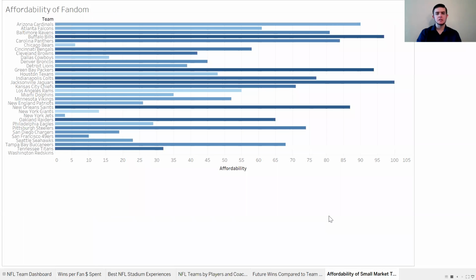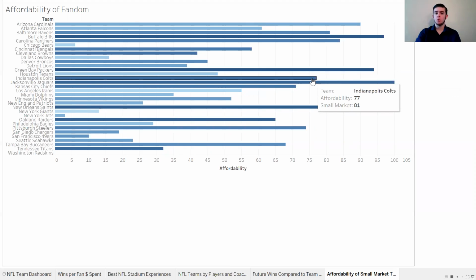And also here, lastly, I looked at just the affordability and throw in a color marking of small market teams. And this one did seem to have some correlation. Kind of seen here, a lot of times these teams that are really high are going to have a darker color, which means they're affordable and they're categorized as a small market team. So kind of seeing here, here's the Indianapolis Colts, my favorite team.